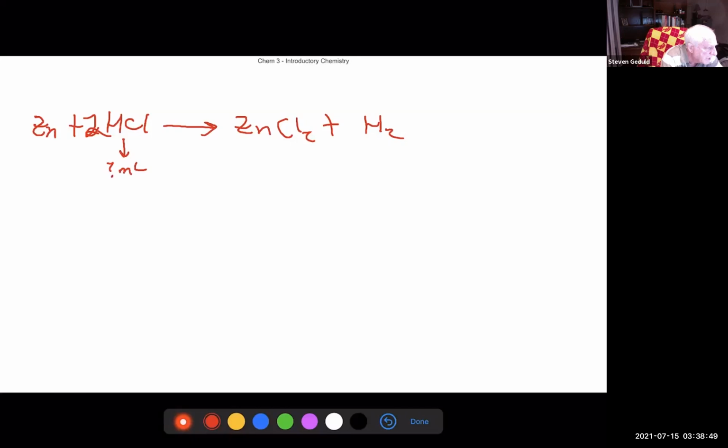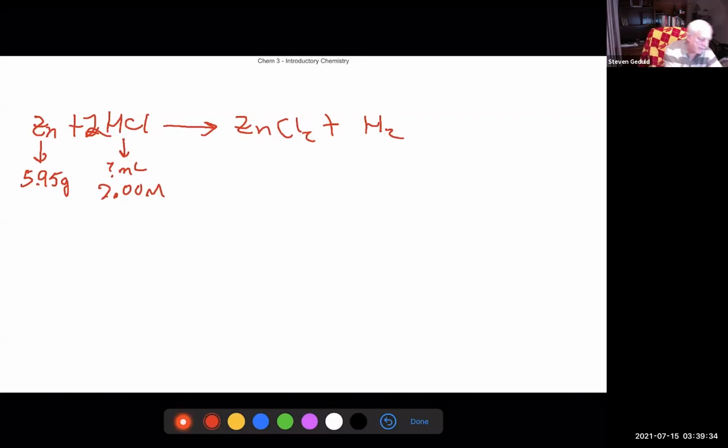How many milliliters of 2 molar HCl are required to react with 5.95 grams of zinc? So you've got zinc reacted with hydrochloric acid, goes to zinc chloride and hydrogen gas. You're given 5.95 grams of zinc, and you want to know how many milliliters of 2 molar HCl will react with that to completely form the zinc chloride.